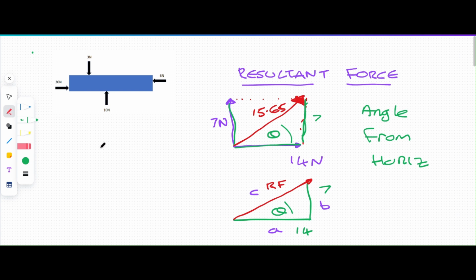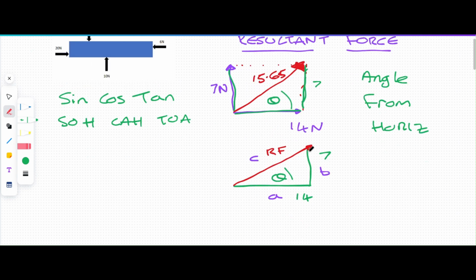So obviously we've got to use sine, cos, and tan because we've got an angle. I can hear the moans. Sine, cos, and tan. SOHCAHTOA, which we have all done before, hopefully. Okay, so we're going to use sine, cos, and tan.